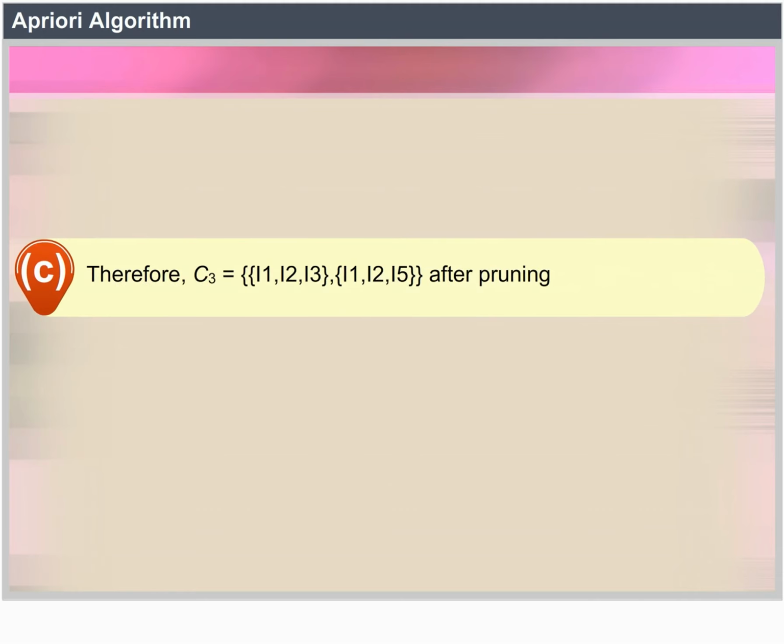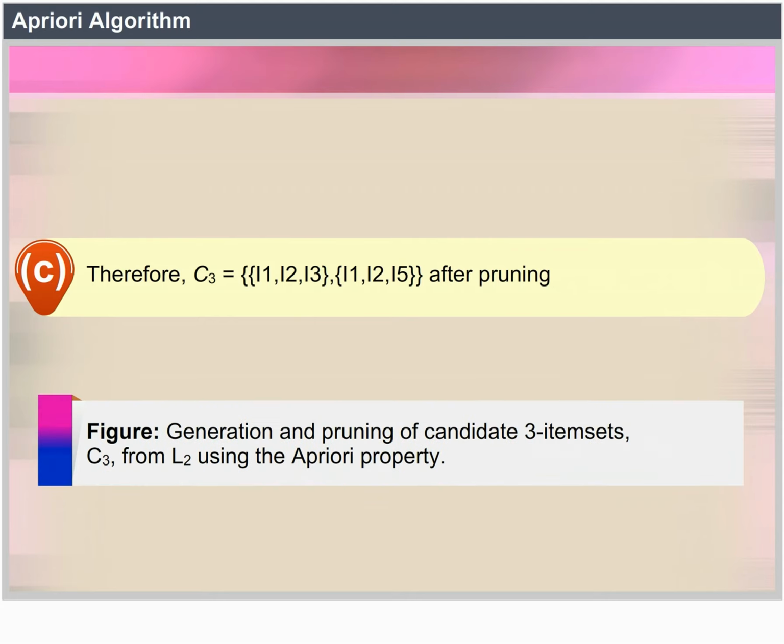The 2-item subsets of {I2, I4, I5} are {I2, I4}, {I2, I5} and {I4, I5}. {I4, I5} is not a member of L2 and so it is not frequent. Therefore, remove {I2, I4, I5} from C3. Therefore, C3 equals the set {I1, I2, I3}, {I1, I2, I5} after pruning.